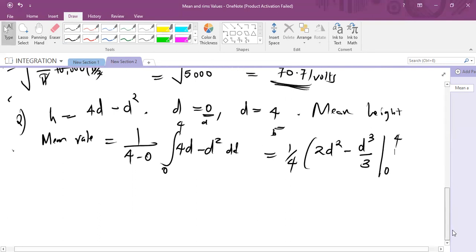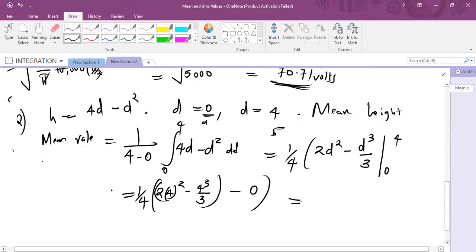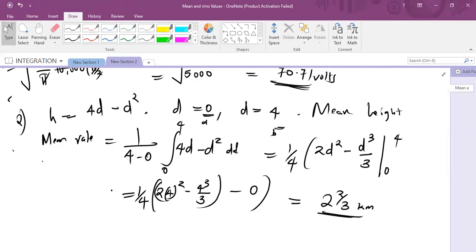Okay, fine. So evaluating that, we should be able to get the answer. So this gives 1/4 into 2 times 4 squared minus 4 cubed over 3, minus, if we replace the value of d with 0, we will just get minus 0. So evaluating that correctly, we should be able to get that our mean height is 2/3 kilometers. And that's it for mean and RMS values. That's how we go about those questions.